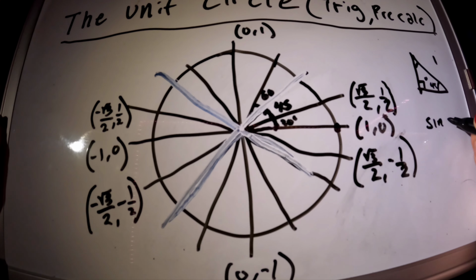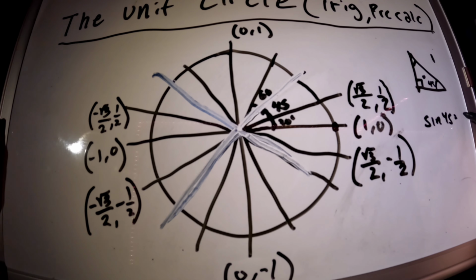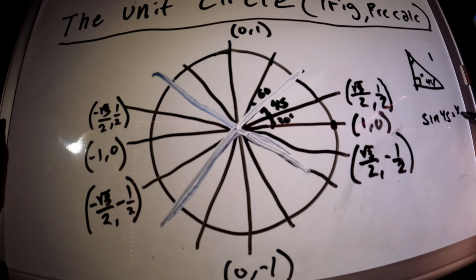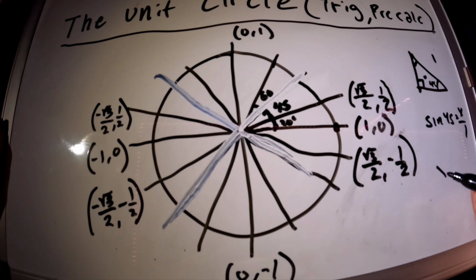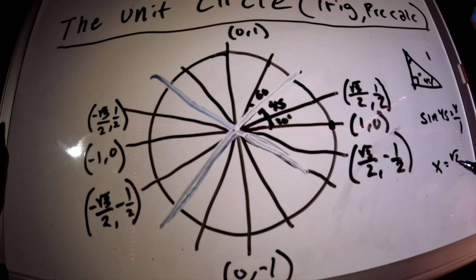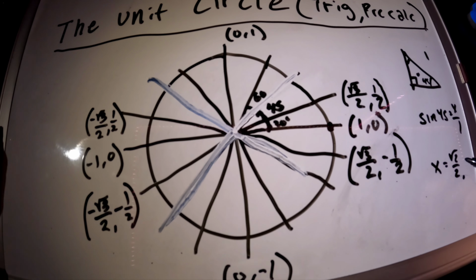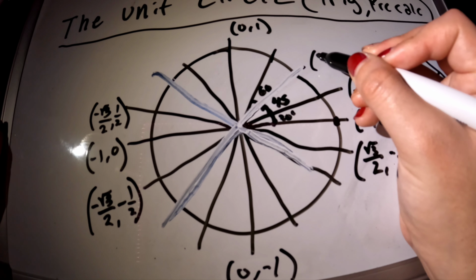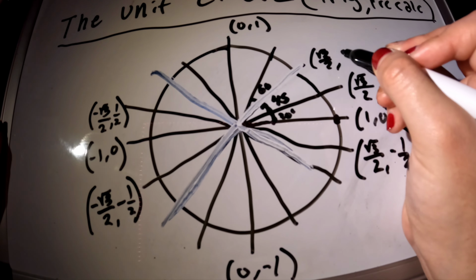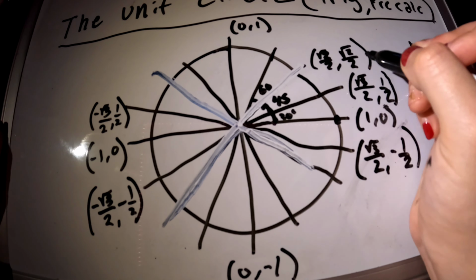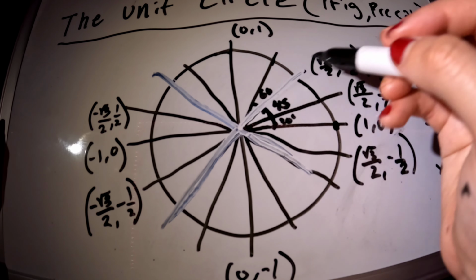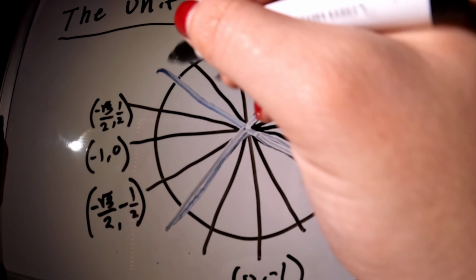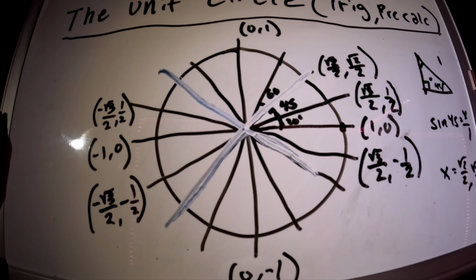So sine 45 is equal to x over 1. And so x is equal to rad 2 over 2, comma rad 2 over 2, because it's going to be the same for the other side. So this side right here is rad 2 over 2, comma rad 2 over 2. And this side here would be the same thing because it's also 45 degrees from that main point right here. And it's the same thing, just in a different quadrant.